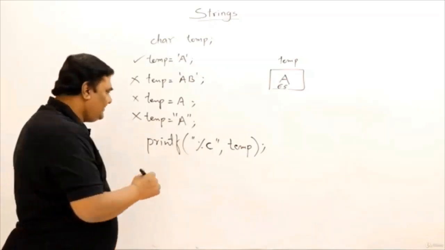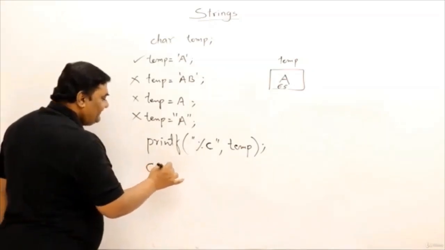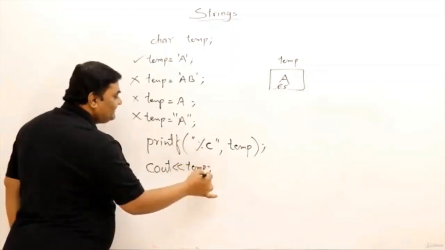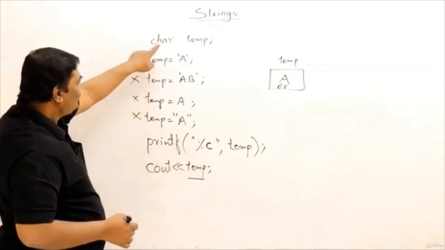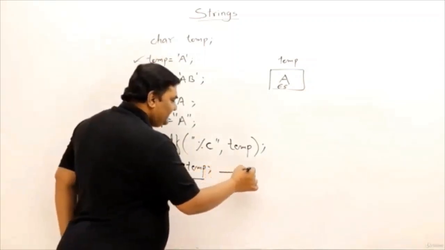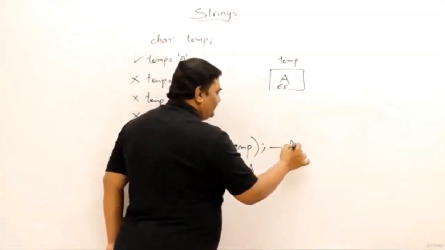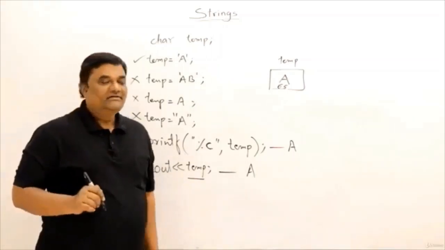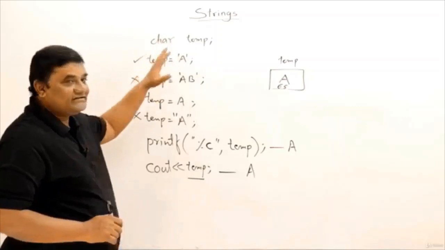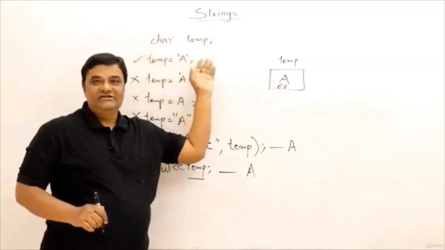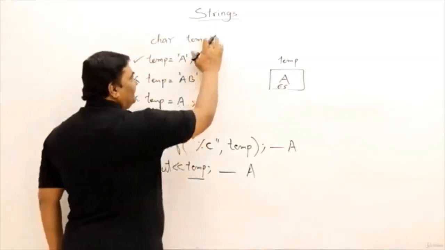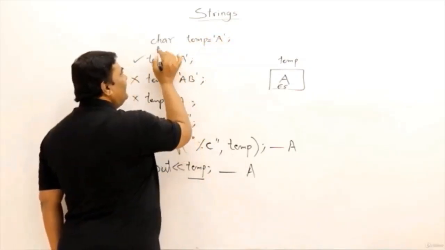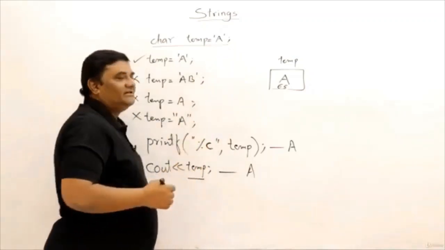In the same way in C++, if we write cout temp, then cout knows that this is a character type variable. It is declared as character, so that is the reason it will display A. So both of these will display A. This is the method of displaying a character. This is about declaration and initialization of a character, and I can even initialize it directly here. Instead of initializing it later, I can declare as well as initialize it.